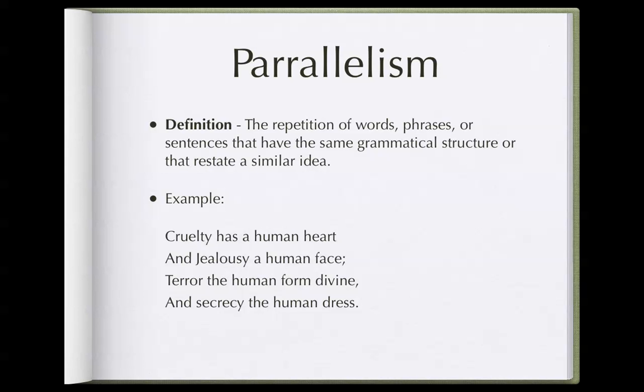Parallelism. The repetition of words, phrases, or sentences that have the same grammatical structure or that restate a similar idea. And we will see some of these as well. An example here is: cruelty has a human heart, and jealousy a human face, terror the human form divine, and secrecy the human dress. And so you can see it's the parallel structure. First of all, the fact that human gets repeated all 4 times, and it's trying to take things such as cruelty, jealousy, and terror, and in some ways give them a human quality.